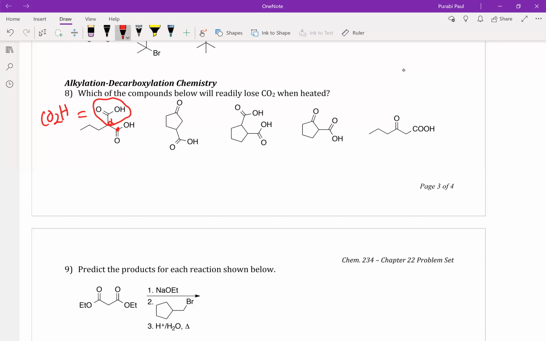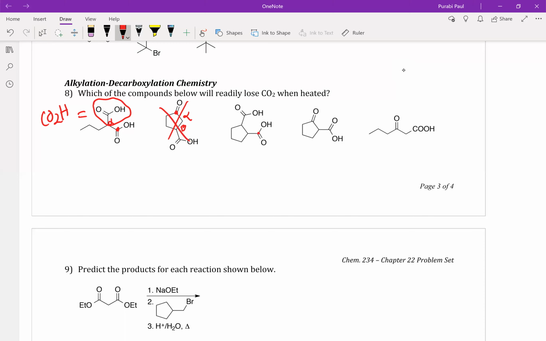Okay. So this molecule has a dicarbonyl group. Okay, so it has 2. So let's pick this carbonyl group as a reference, and let's see. So this is alpha, this is beta. As you can see, there is not a carboxylic acid alpha to the carbonyl group. So this one will not go through the decarboxylation mechanism and lose CO2. How about the one after that?